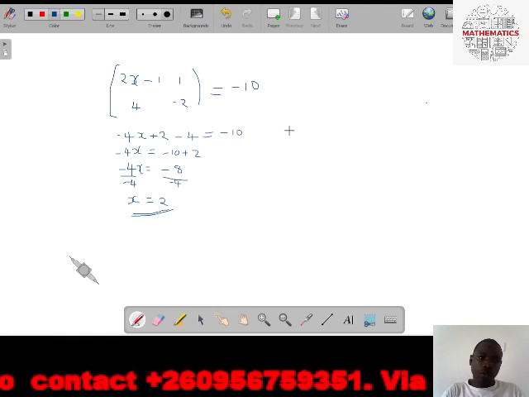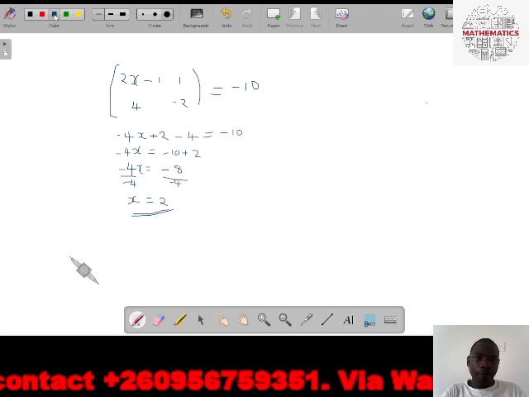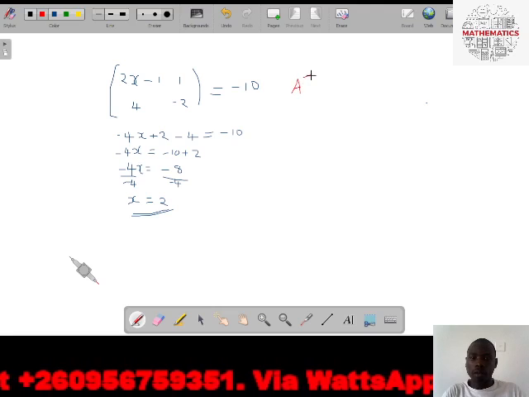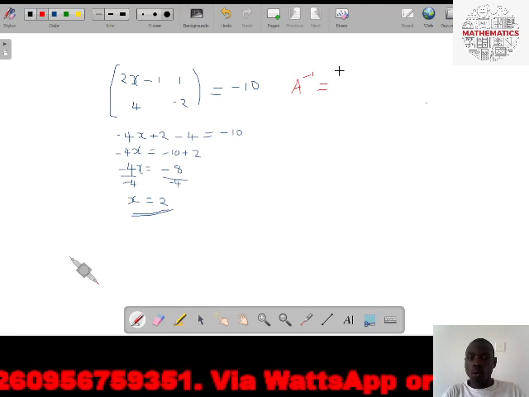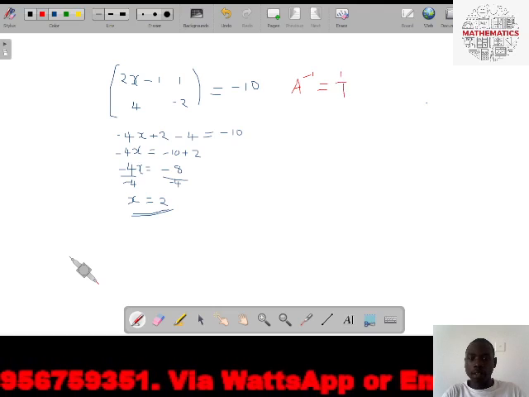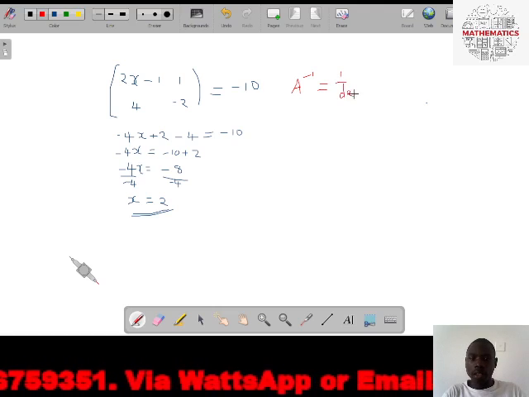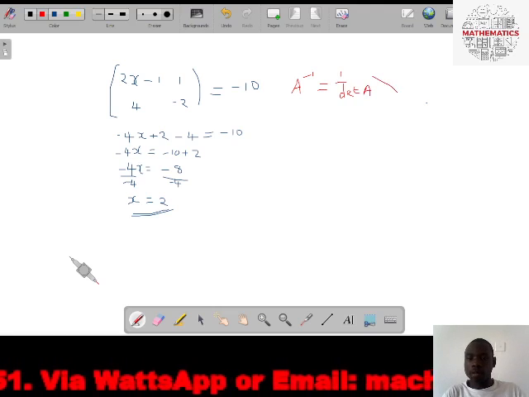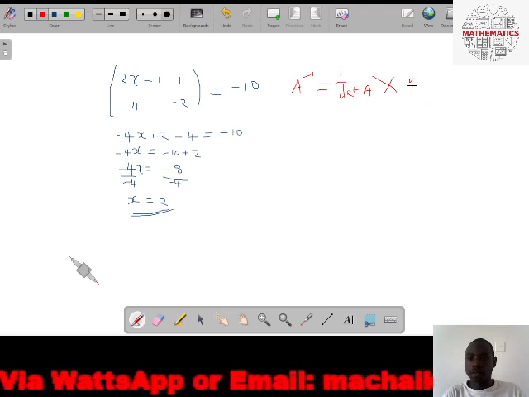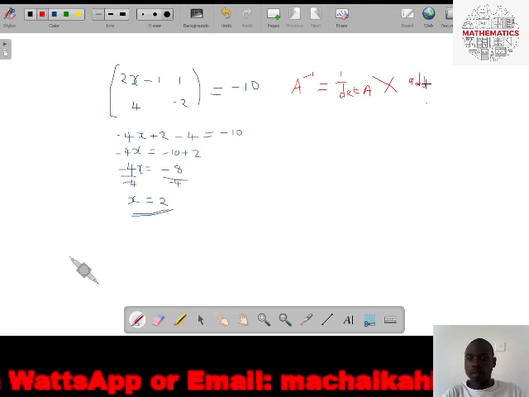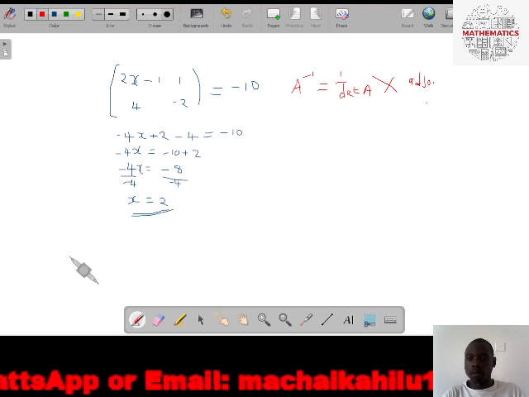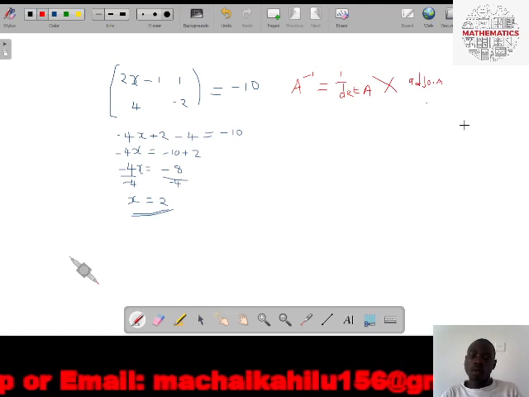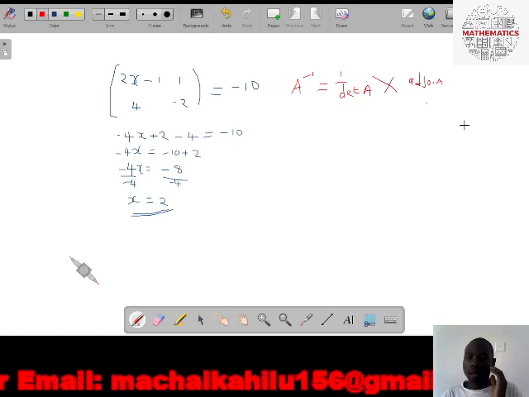So to find the inverse of A, we say inverse of A is equal to 1 over the determinant, det A, times the adjoint of A. Okay, so that is how you do it. A inverse is equal to 1 over determinant times adjoint.